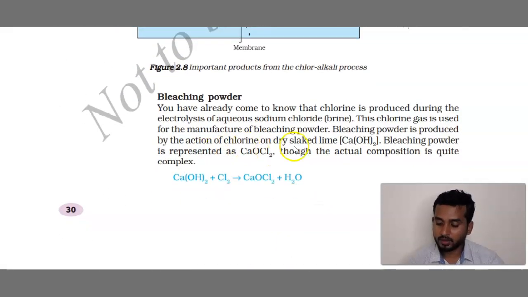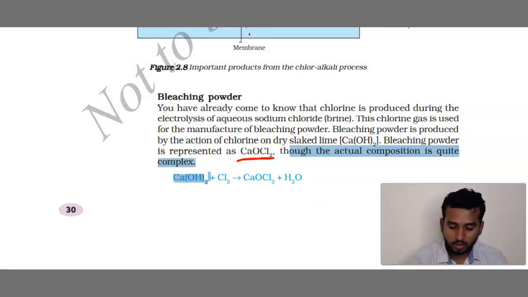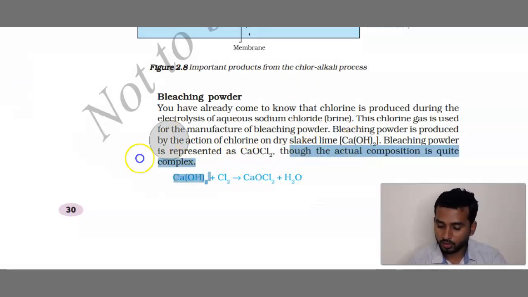Done. And bleaching powder, we can see here. What you have to write is their name, bleaching powder, what is their other name and how we represent them, CaOCl2. Okay, just read this paragraph and remember the molecular formula. And also the manufacturing of bleaching powder, you need to understand, you need to know.